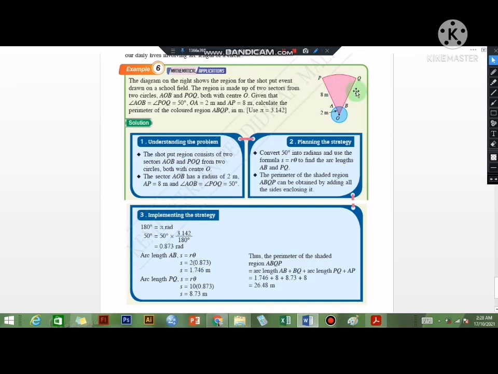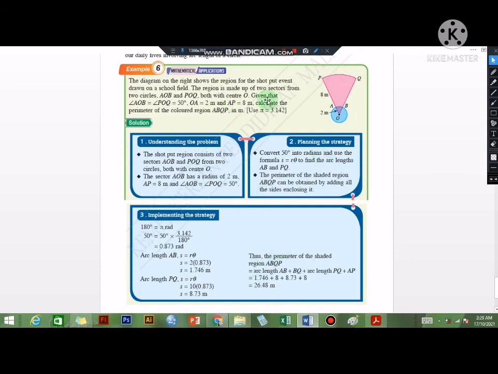Now find the length of arc PQ. S is equal to R theta, we still use the same formula. The radius of sector POQ is not 8. 8 is just from A to P. So the radius of sector POQ is 8 plus 2, so we got 10 meters. Then multiply with theta, which is 0.873, and you will get 8.73. So this is the length of arc PQ, which is 8.73.